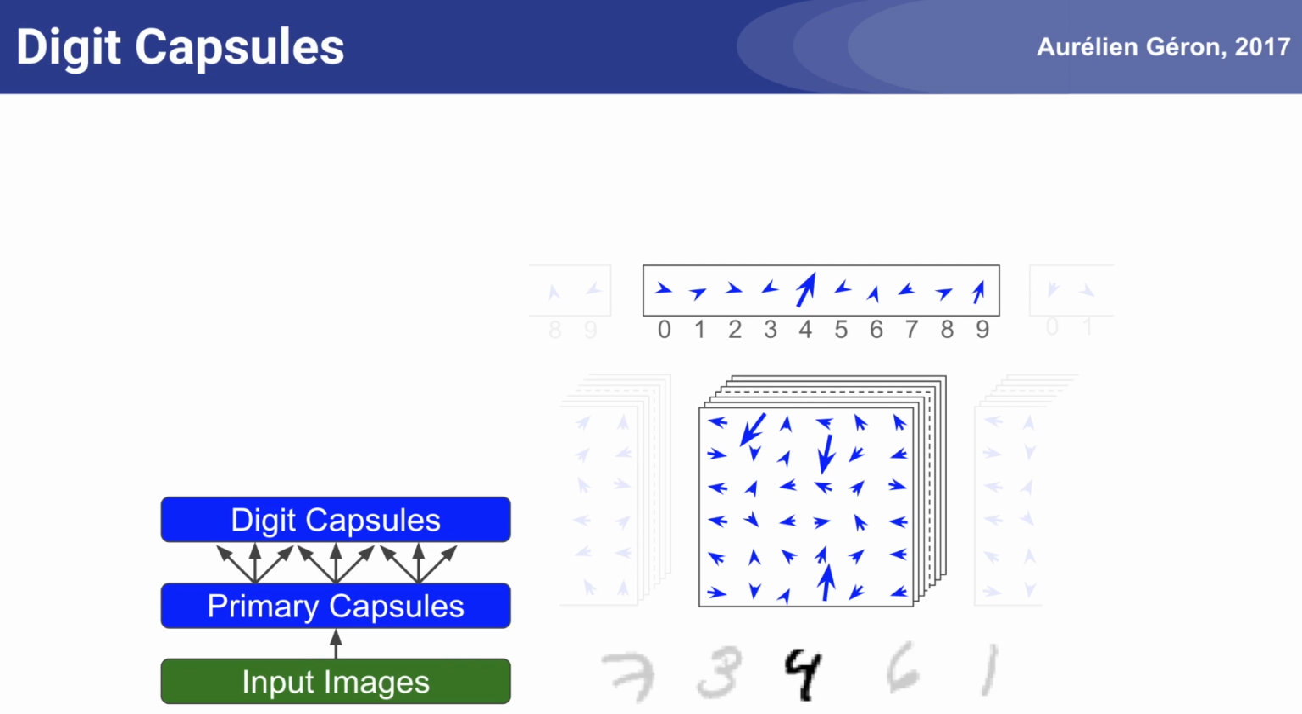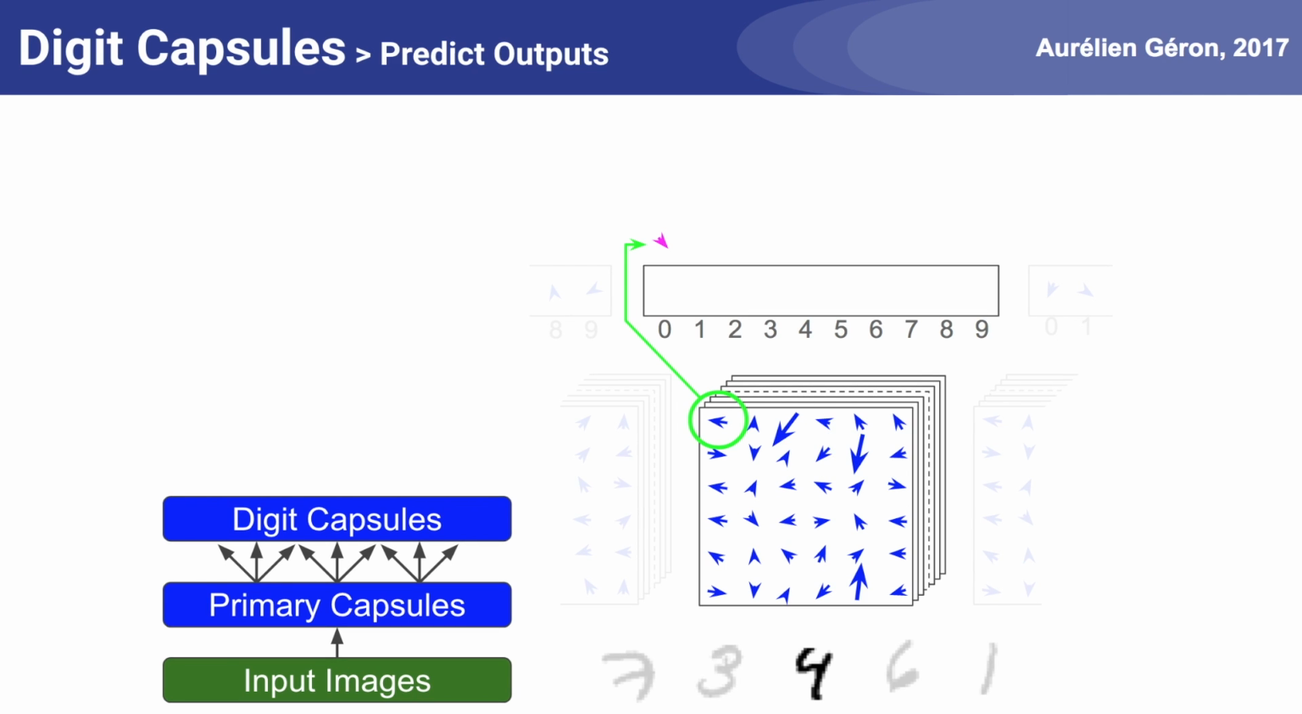The first step is to compute the predicted output vectors. Since this second layer is fully connected to the first layer, we will compute one predicted output for each pair of first and second layer capsules. For example, using the output of the first primary capsule, we can predict the output vector of the first digit capsule. For this, we just use a transformation matrix W11, which will gradually be learned during training, and we multiply it by the output of the first layer capsule.